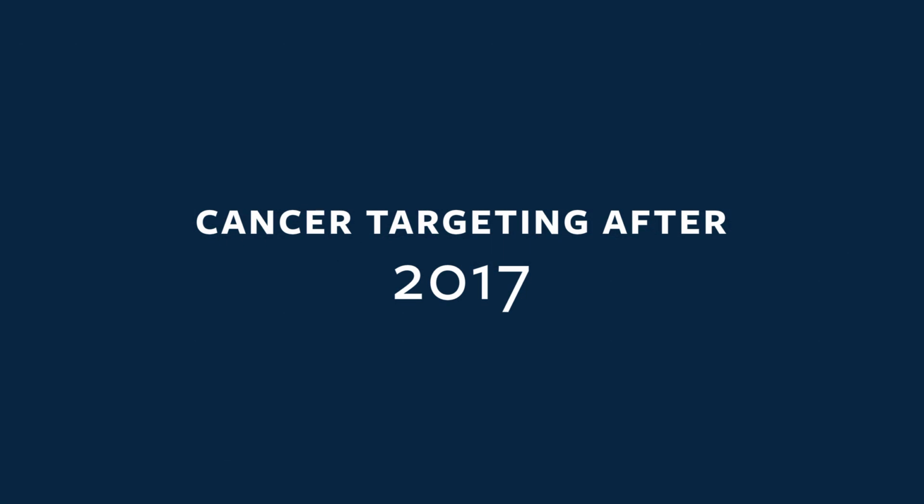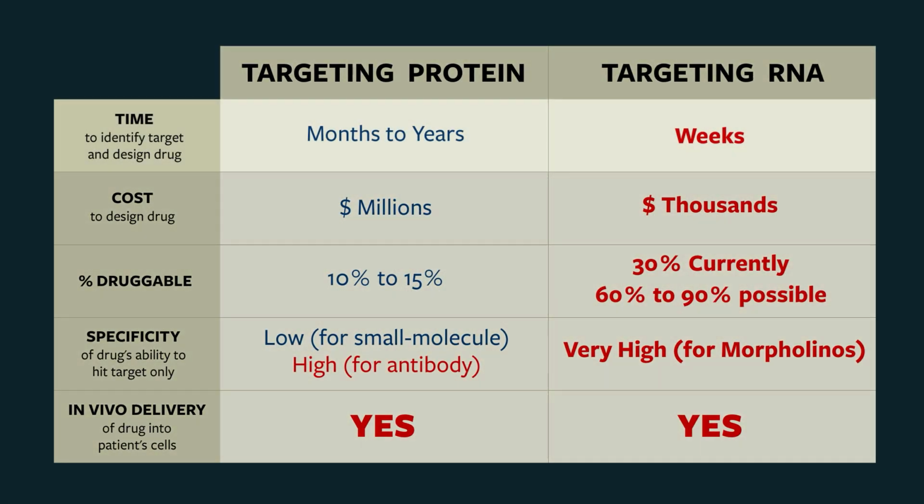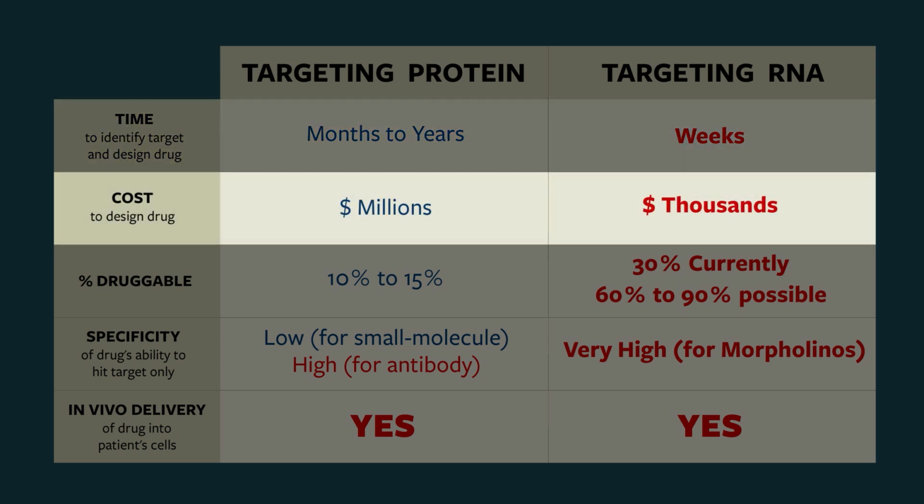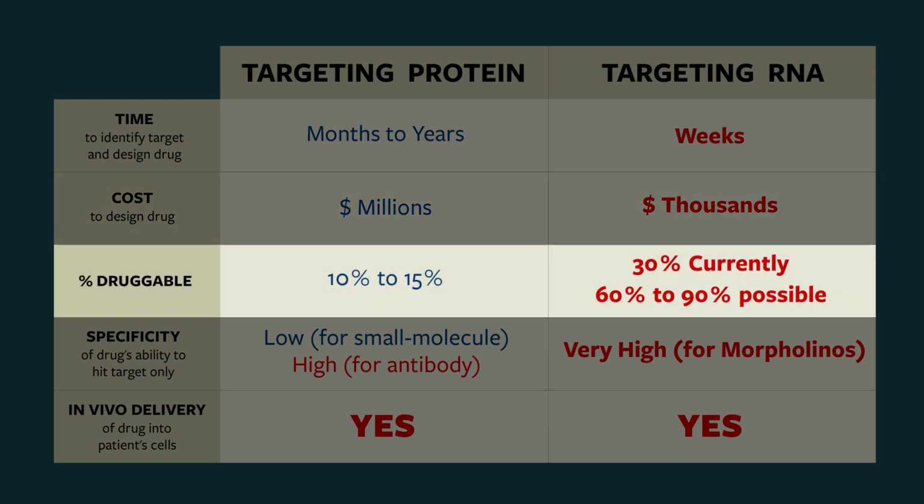Cancer targeting after 2017, comparing targeting proteins with targeting RNA transcripts. Protein targeting means slow development, but targeting the transcripts offers fast development. Targeting proteins is a high cost, while targeting transcripts is at low cost. Targeting proteins yields only about 10% to 15% druggable targets, but that goes up to at least 30% with targeting RNA transcripts, with new advances potentially bringing that up to 60 to 90% druggable.